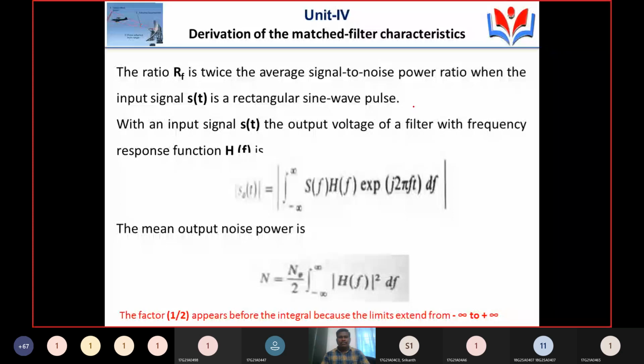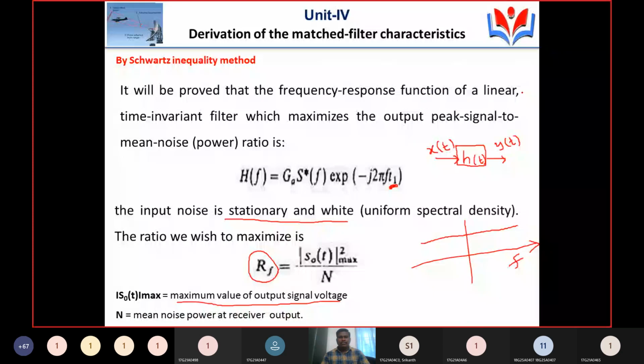If such an S of t is received, the average signal to noise power ratio R for that particular signal is given as modulus of S naught of t whole square divided by N. What is this S naught of t? S naught of t is the output of the matched filter. The signal power is equal to modulus of S naught of t whole square, maximum, divided by N.